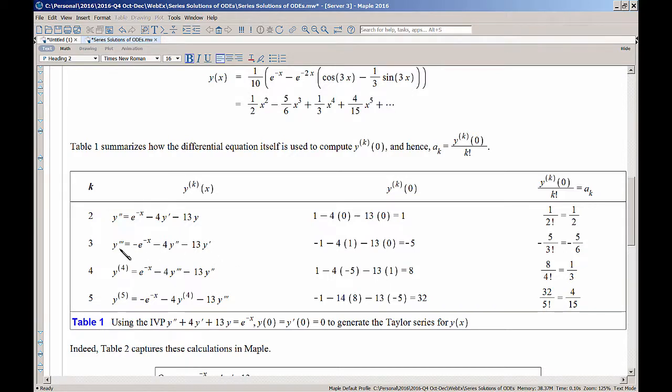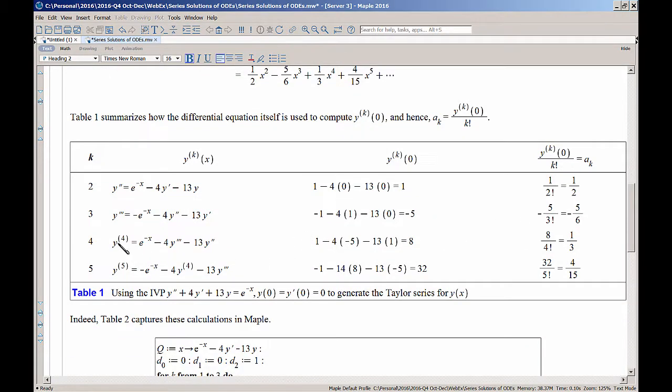For the third term, you differentiate this equation. You know how to take the derivative of the function f, or in our notation the function g. Y prime becomes y double prime. Y becomes y prime. But we know the value of y double prime because we just computed it. So you put the numbers in, you get a value, you divide by the factorial, and you have that coefficient, and you keep going.